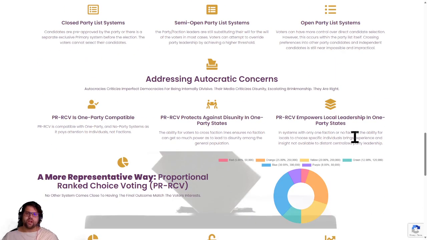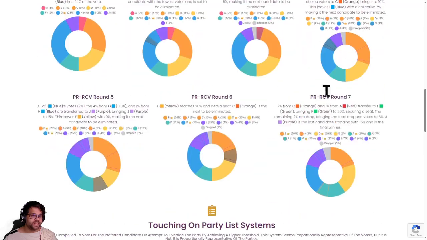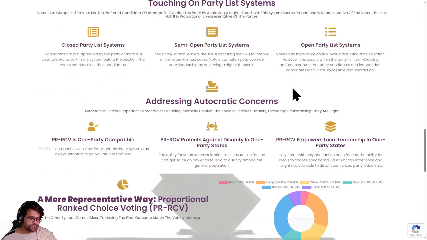Now let's address some autocratic concerns of proportional ranked choice voting. Since we're wanting to represent the Earth, there are autocratic nations who are kind of concerned. So let's address some of those concerns. Proportional ranked choice voting is one-party compatible because a one-party state is effectively the same as a no-party state. And since this system is all about the individual voter to the individual representative, the power of factions is reduced.